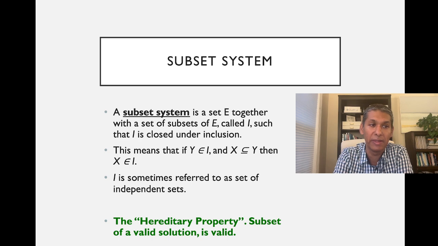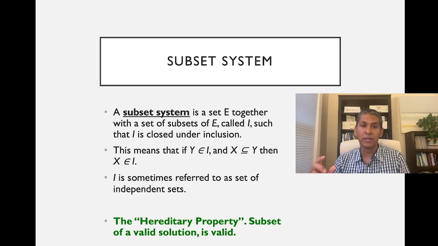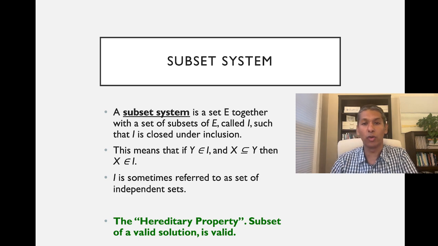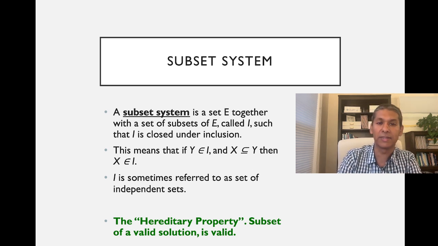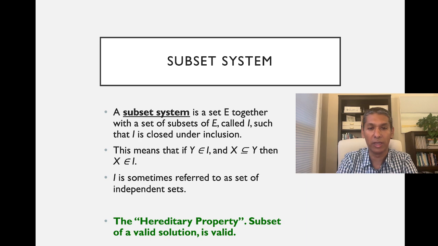So that's really all that this property says, and that's all that the subset system actually says. Even though sometimes the language may look a little bit like jargon, it's actually a very simple concept. Again, a subset system is a set E together with a set of subsets of E that we refer to as I, such that I is closed under inclusion. That means if Y is in I, then a subset of Y is also going to be inside I. In other words, if Y is independent, then a subset of Y is also independent.